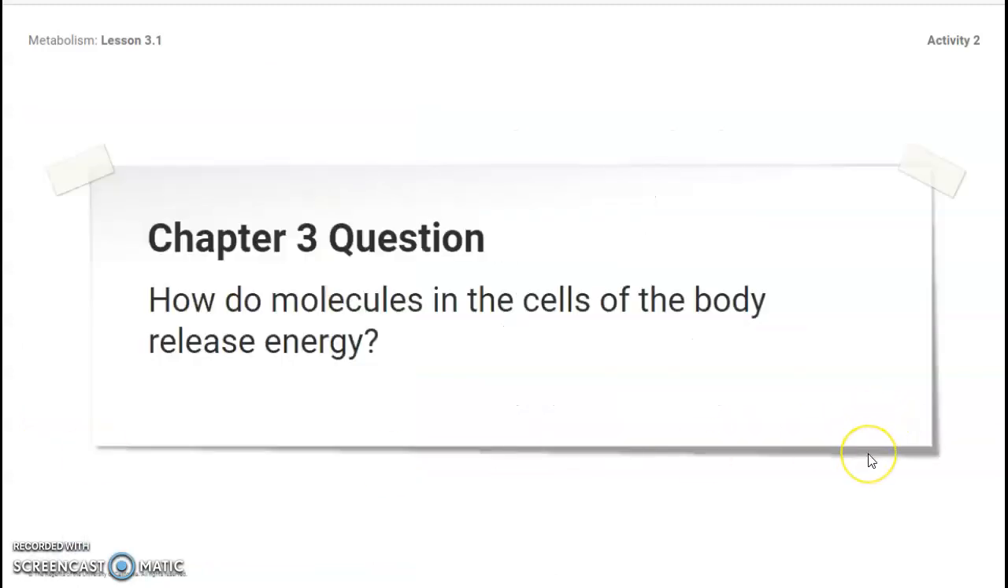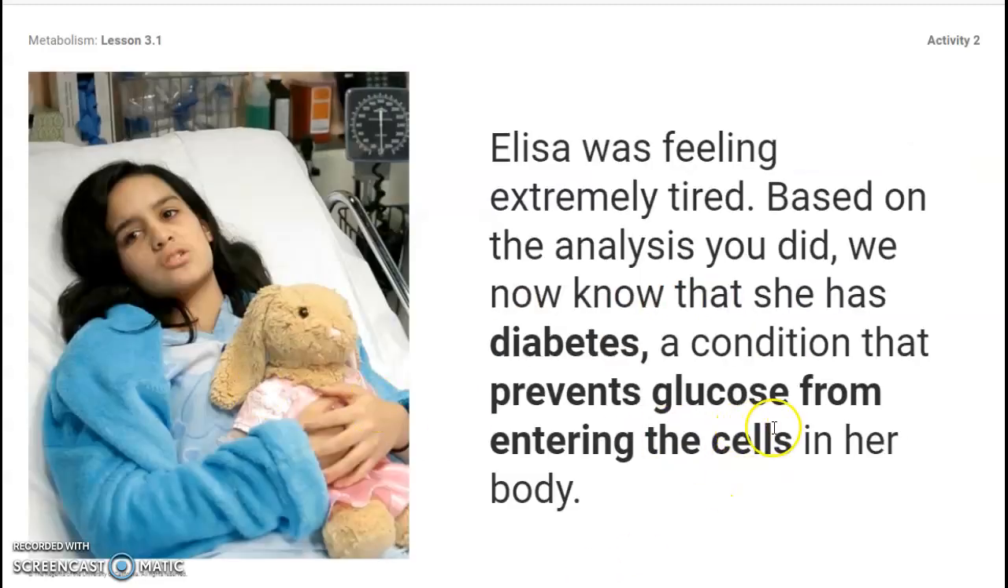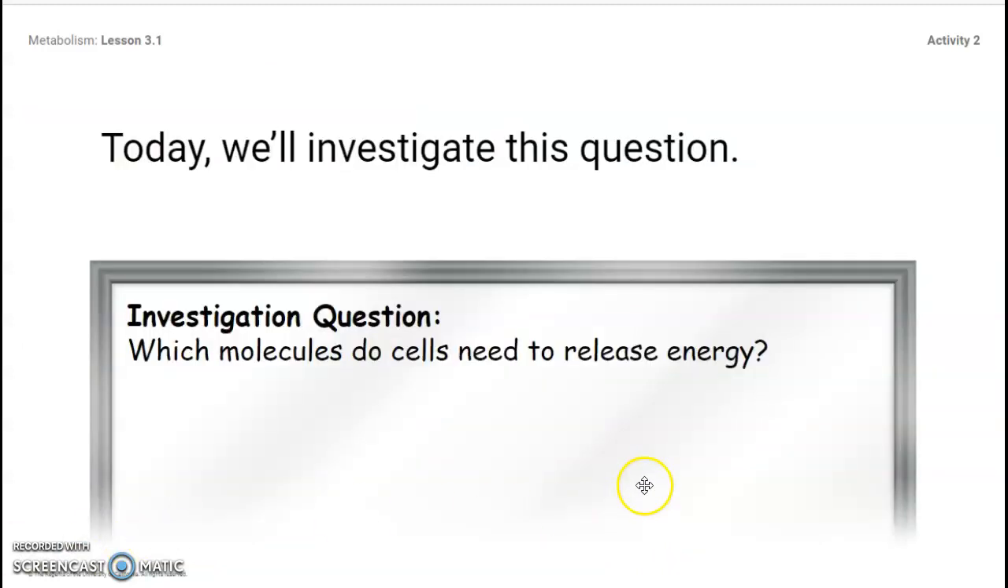So we're going to look at the chapter 3 question: How do molecules in the cells of the body release energy? So we can go back and find out why this is preventing her from being able to have energy in her body. So we're going to focus on this. This is today's investigation question: Which molecules do cells need to release energy?